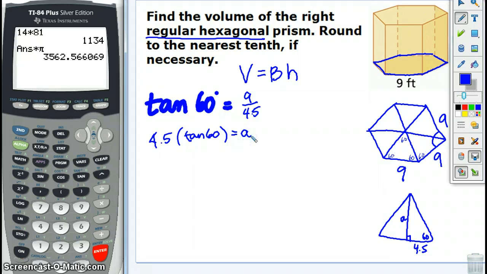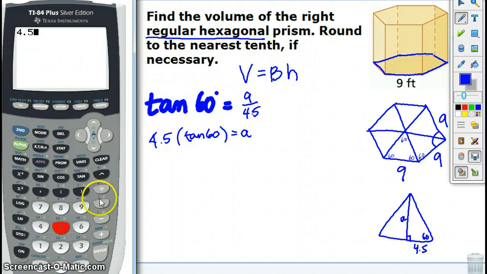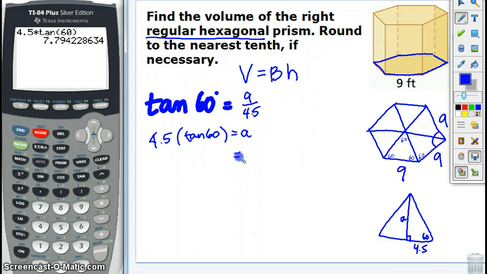So let's go ahead, now that we know trig, it makes it really easy to solve this. So let's go type this in. 4.5 times the tangent of 60. Okay, and the only thing I'm going to check is my mode, just to make sure I'm in degrees, and I am. Good. All right, so we found out my apothem is 7 point, I'm going to give 3 digits here, 794. Okay? So that's my apothem. So in each one of these triangles now, the bottom is 9, and the apothem here is 7.794.